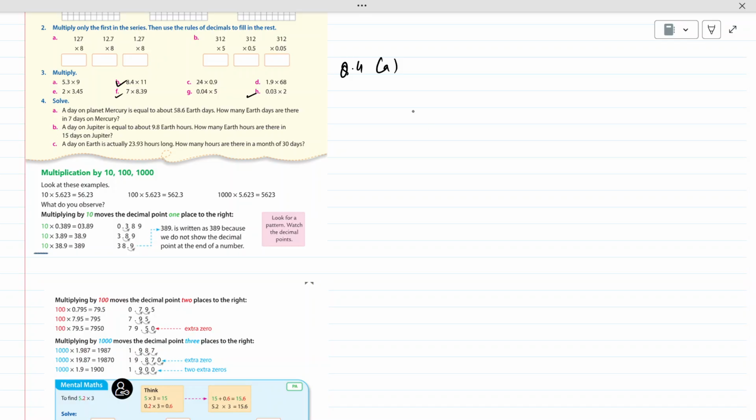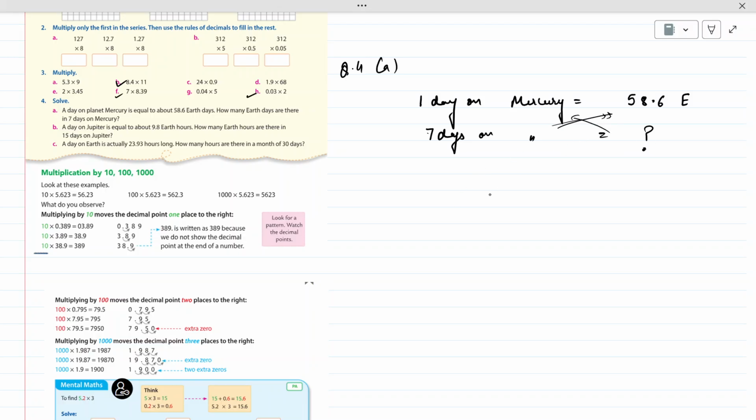So here what is given to us is that one day on Mercury is equal to 58.6 Earth days. So I'm writing Earth days as E here. And how many Earth days are there in 7 days of Mercury? What we have to find? We have to find that how many Earth days are there in 7 days of Mercury. So how we can find this out? We just have to multiply these two. We have done the concept of cross multiplication also.